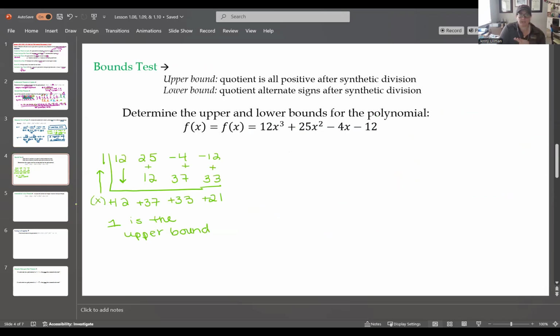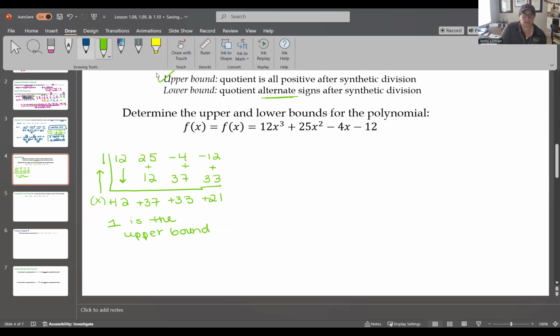So upper bound, we see all positives. Great. Did it first try, got that one figured out. So now I'm going to go the other direction and I'm going to start figuring out my lower bound. So I'll start with -1, then go -2, -3, and kind of just keep going until I get signs that alternate. So I'll switch colors.